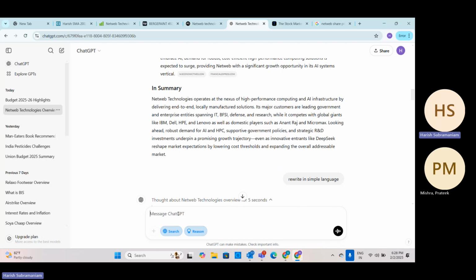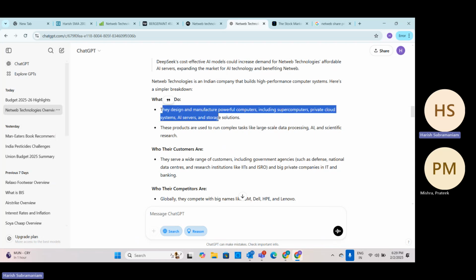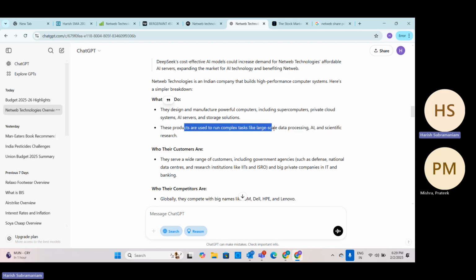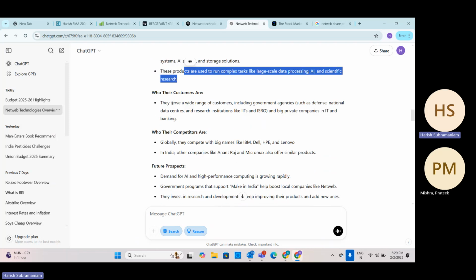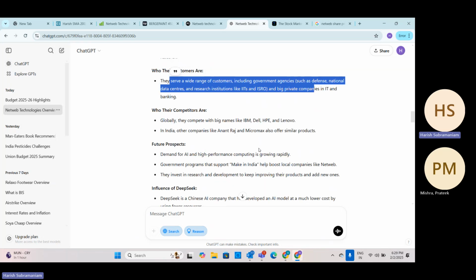So we do this kind of research and then let's say we want to rewrite it in simple language. So let's say we want to understand it in a simple way. Then it says it builds high performance computer systems, design and manufacture, including supercomputers, private clouds, AI server storage. They're used for complex tasks like large scale data processing, AI, scientific research. They serve a wide range of customers, including IITs, ISRO, etc.